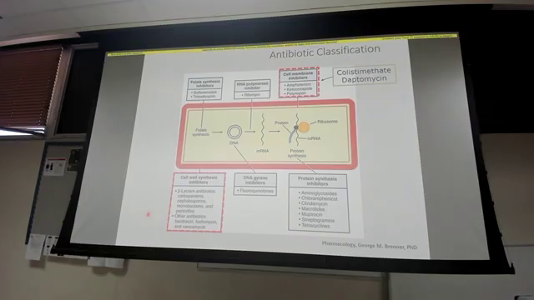For my carbapenems, I typically see this. For my cephalosporins, I typically see this. For my penicillins, I typically see this, okay? And you can kind of group them together, and they group together very, very nicely.